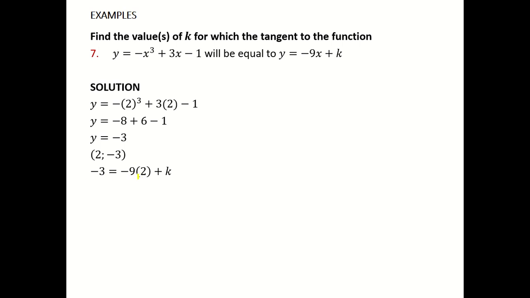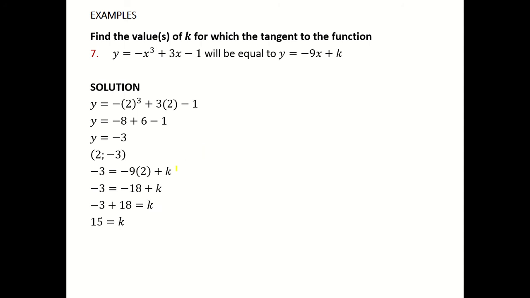All I have to do is to multiply this 2. Negative 9 times 2 will be minus 18. Transpose minus 18 to the left-hand side. It will be positive 18. So k is equals to minus 3 plus 18, and minus 3 plus 18 is 15. This is the first k value.